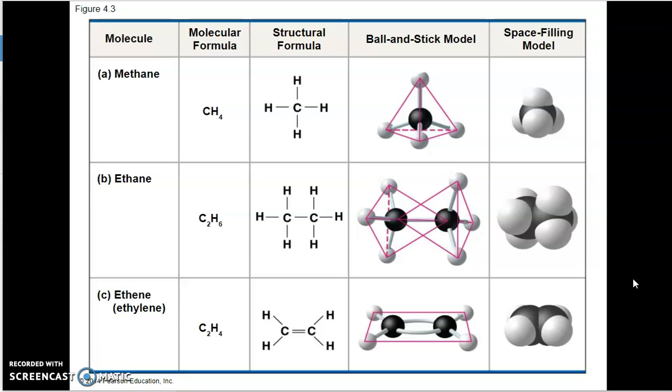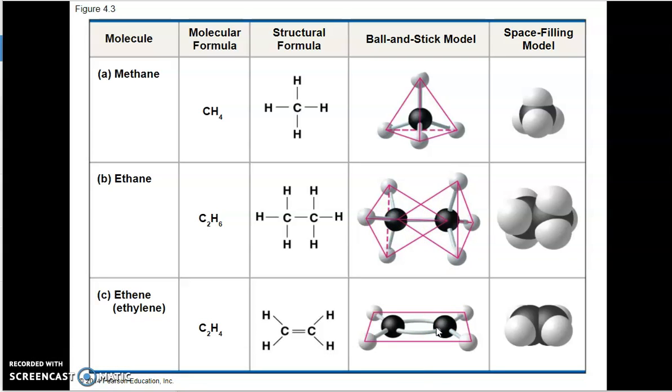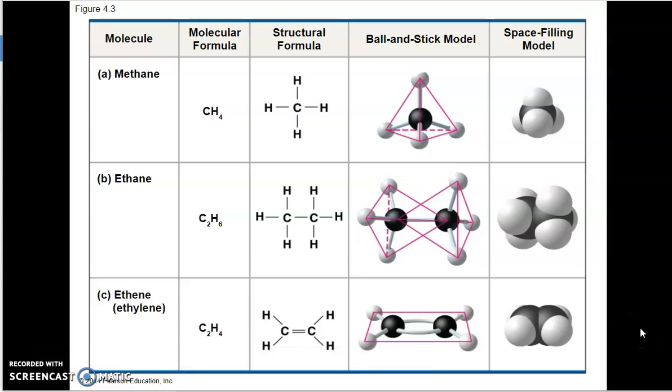So methane, if we were to add another carbon, we would also have to add 2 more hydrogens, and it becomes a little more complex. Notice how these carbons are still on the same plane. Same thing here with our ethene, or the ethylene molecule, C2H4. We have a double bond, but they are still in the same plane.